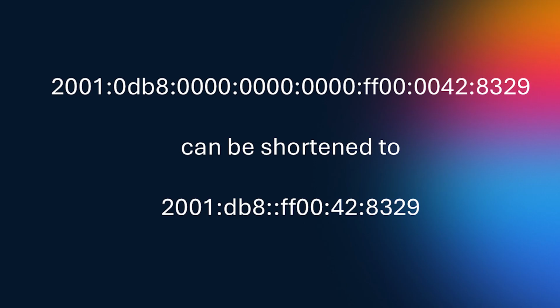To make them easier to read, IPv6 has a couple of shortcuts. You can remove leading zeros in each group, and if there's a long stretch of groups that are just zeros, you can replace them with 2 colons. So a long address like this can be shortened to this.